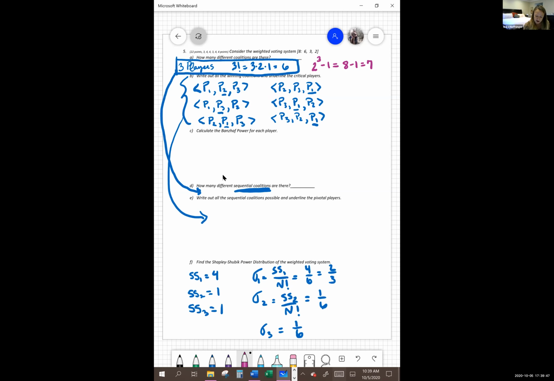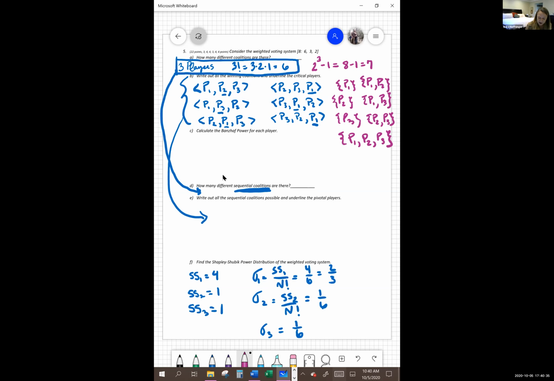So this is where you could have had player 1 is one set, player 2 is one set, player 3 is one set, then player 1, player 2, player 1, player 3, player 2, player 3, and player 1, 2, 3. And we don't consider the empty set as one of them.